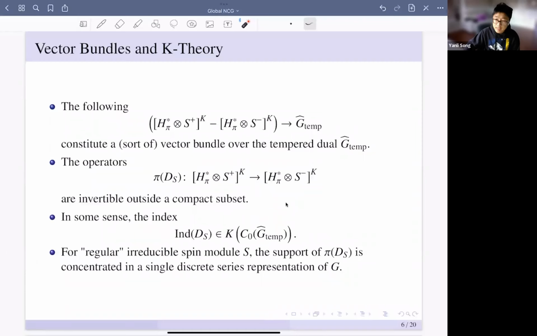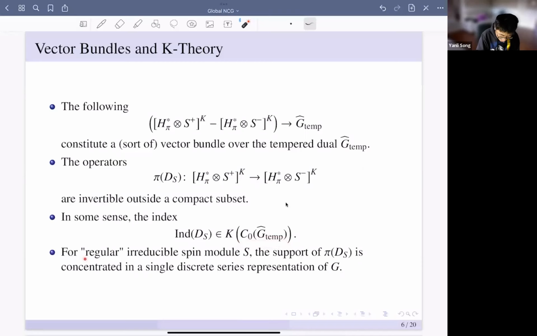So what I'm trying to say here is that the index, you can view it as a vector bundle over the tempered dual. But this is not precise because the tempered dual in general may not be a Hausdorff space. But in the nice case, if it is a Hausdorff space, then you can view this as an index bundle. So it gives you a K-theory element on the tempered dual. So it's just one way to consider. From this viewpoint, you can see that the G-index of the Dirac operator on the symmetric space, you can view it as a K-theory class in the tempered dual.